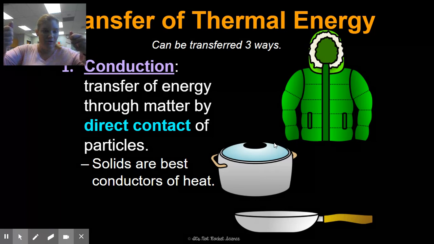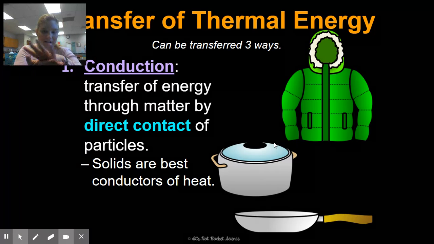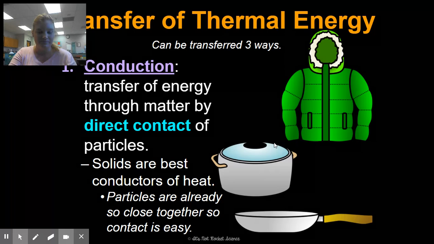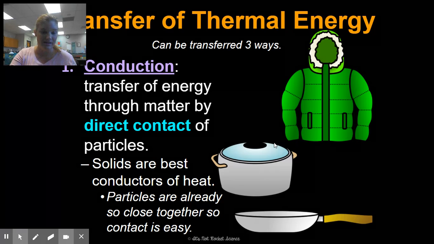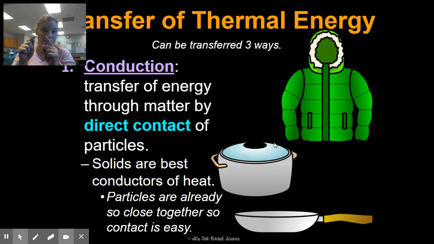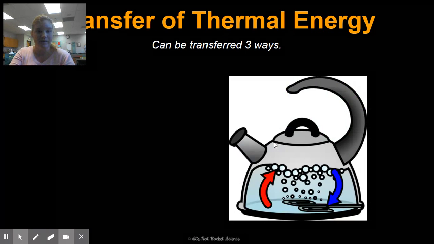You can't just hold the pot up and hope that it gets warm. It's going to conduct heat by touching the stovetop. And like I said, for solids, particles are already so close together that contact between the two is easy. So you can even have a whole string, or let's think of maybe a match. You light the match, and while you have the flame on one end, it's touching all these other particles and moving down. And so that's conduction, is those particles are touching each other to get that heat.